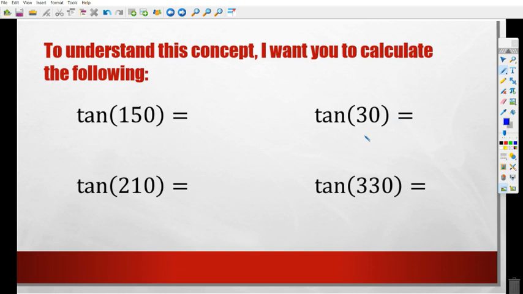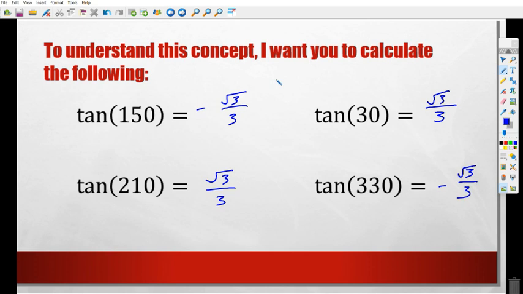So this is going to give you the square root of 3 over 3. This is going to give you the negative square root 3 over 3. This is going to give you positive square root 3 over 3. And this will give you negative square root 3 over 3.